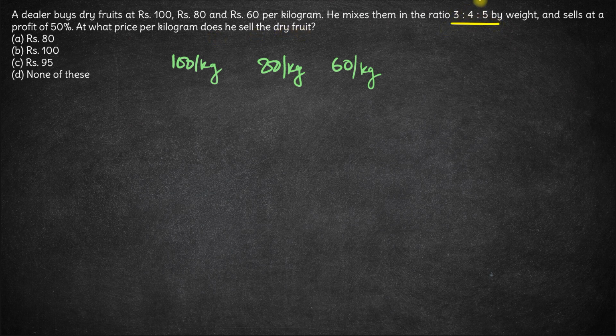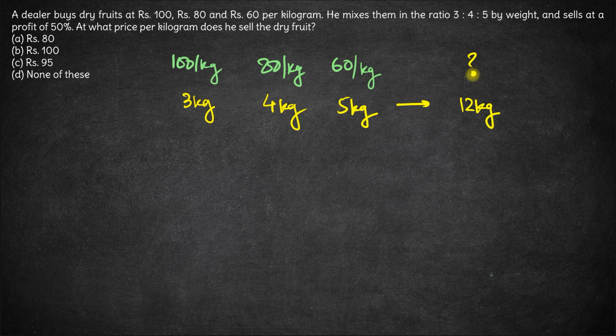The ratio in which they are mixed is 3:4:5. So let's say 3 kg of the first variety, 4 kgs of the second variety and 5 kgs of the third variety are mixed. So we have a total of 3 + 4 = 7, 7 + 5 = 12 kgs. And we have to figure out at what price it was sold such that 50% profit is earned.